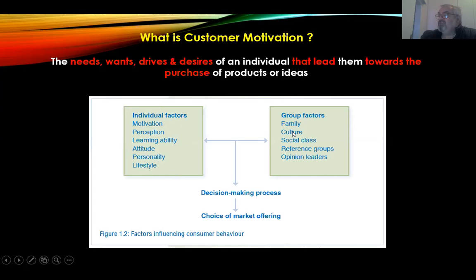And then obviously the people that influence it as well, the external factors or group factors, could be the culture that you belong to, your social class, the reference groups whose opinions you value, and then obviously your family, which is probably the greatest and the single most important influence on decisions that consumers take.